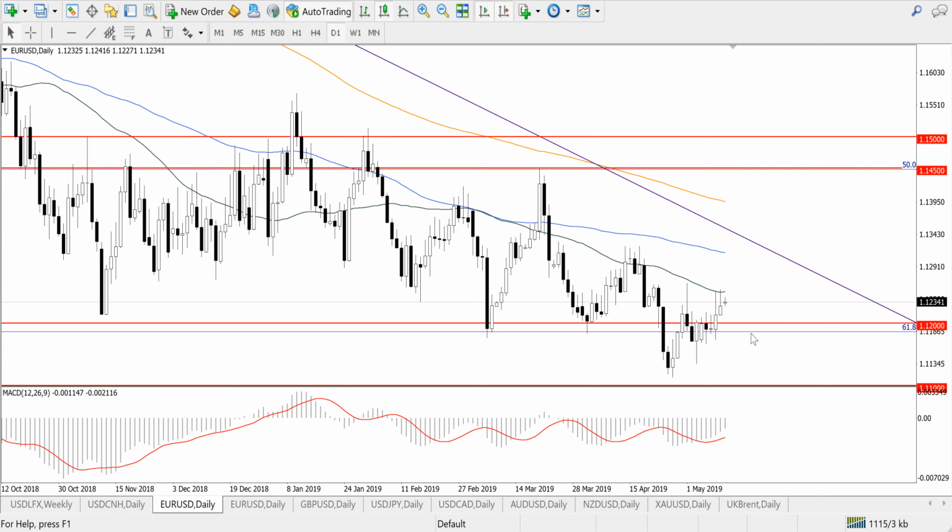As long as we remain above 1.12, the currency pair will retain the chance to test 100-day moving average in the area of 1.1315 and also this resistance line around 1.1340.